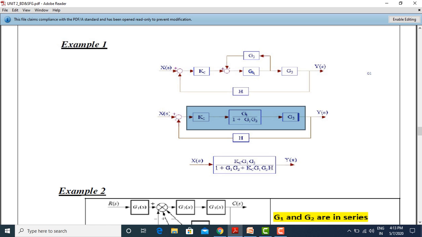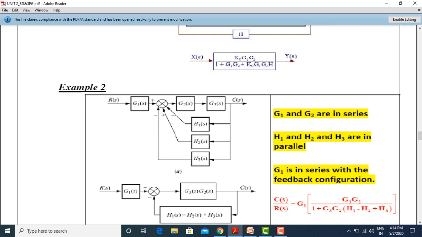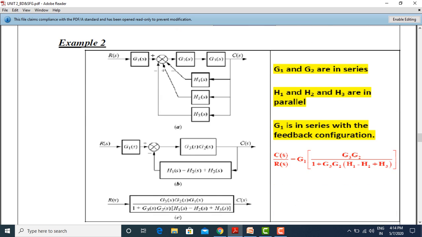Now again this is a minor feedback loop, so what will happen? System upon 1 plus or minus system into feedback. We will write this again in one block. Simplify this and you will get the answer. We just have to reduce this diagram to one block, one loop. So a very simple problem. Now next, again first of all observe the diagram.